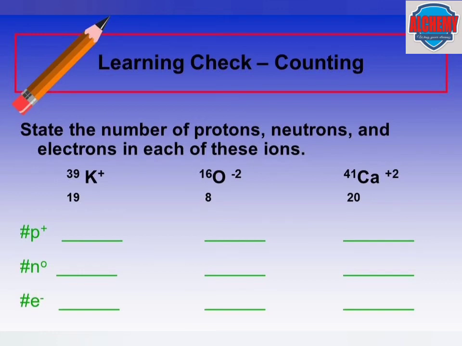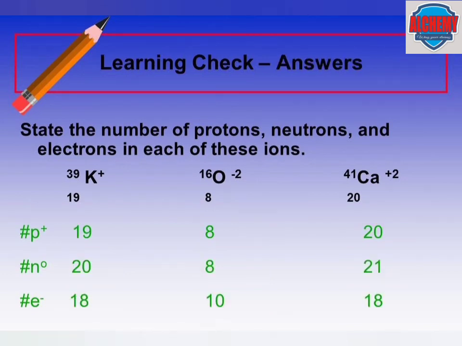Now, we have to find the number of protons, neutrons and electrons in each of these ions. The ions are potassium plus 1 cation, oxygen minus 2 anion, and calcium plus 2 cation. In the case of potassium, the mass number is 39 and the atomic number is 19. Since the atomic number is 19, the number of protons is also equal to 19. If it had been a neutral atom, the number of electrons would have also been equal to 19.